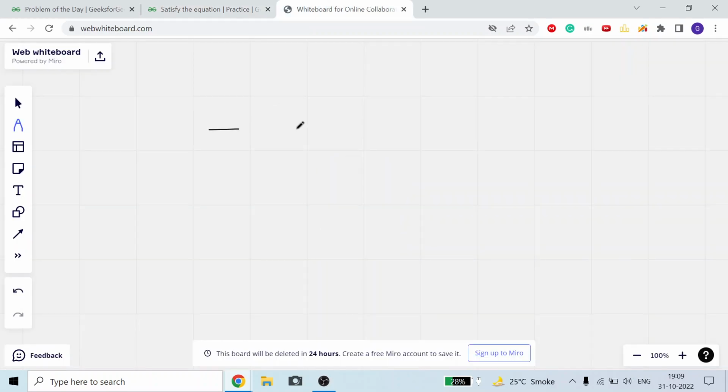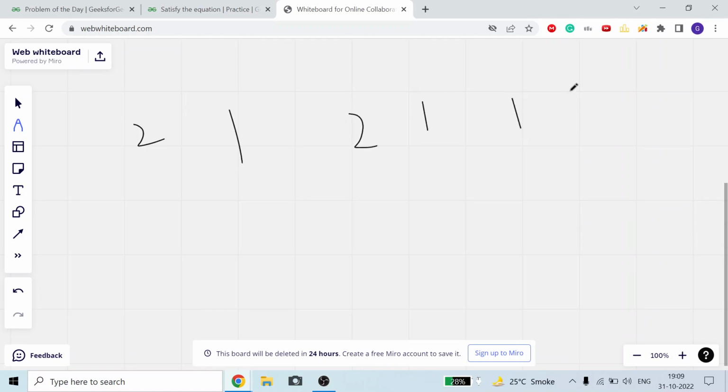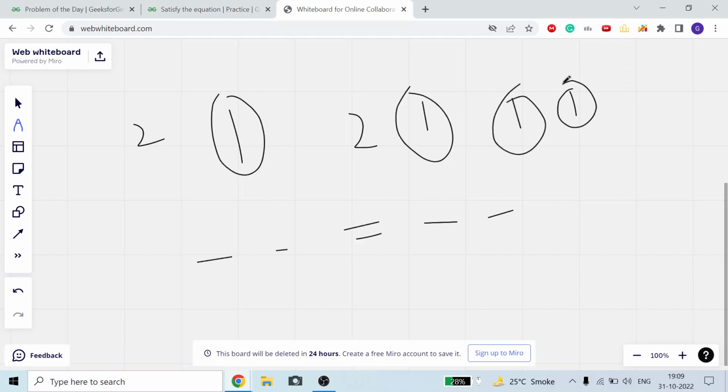What it means is we have to select four indices. Suppose this is index 0, I mean first index, second index, third index, fourth index. Indices can be anything. If I give you the example 2, 1, 2, 1, 1, 1, then you have to find four numbers so that the sum of 2 indices is equal to the sum of 2 other indices. So you will choose this, this, this, and this.